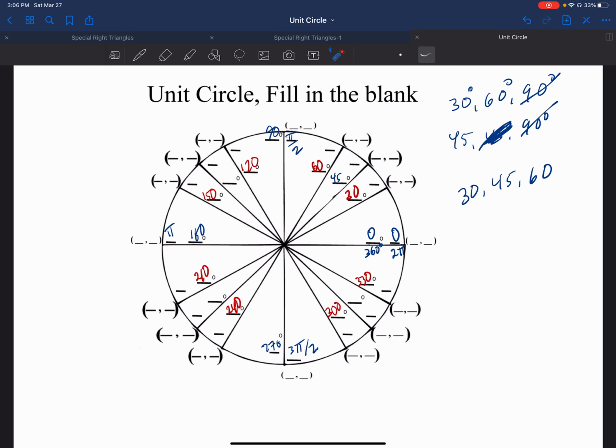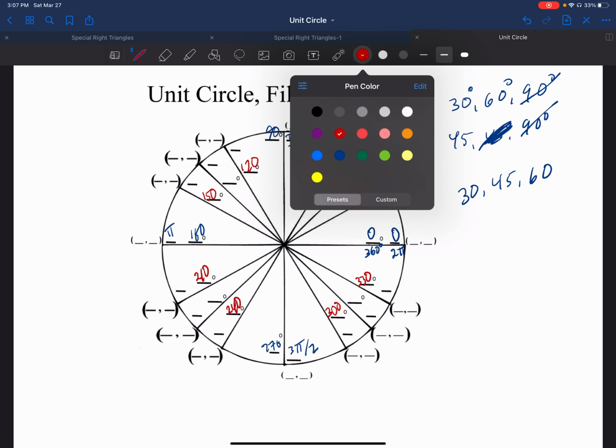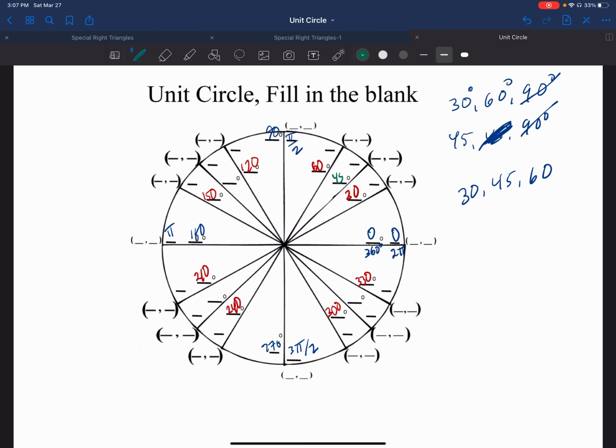Again, I'm skipping the ones dealing with 45. I'm going to do those next. So I'm going to start with 45 degrees. I will put it in a different color. I'll put it in green, so that will be 45 degrees. Plus 45, which will give me 90. So I'm going to go from here to here. Plus 45 more, which will give me 135.